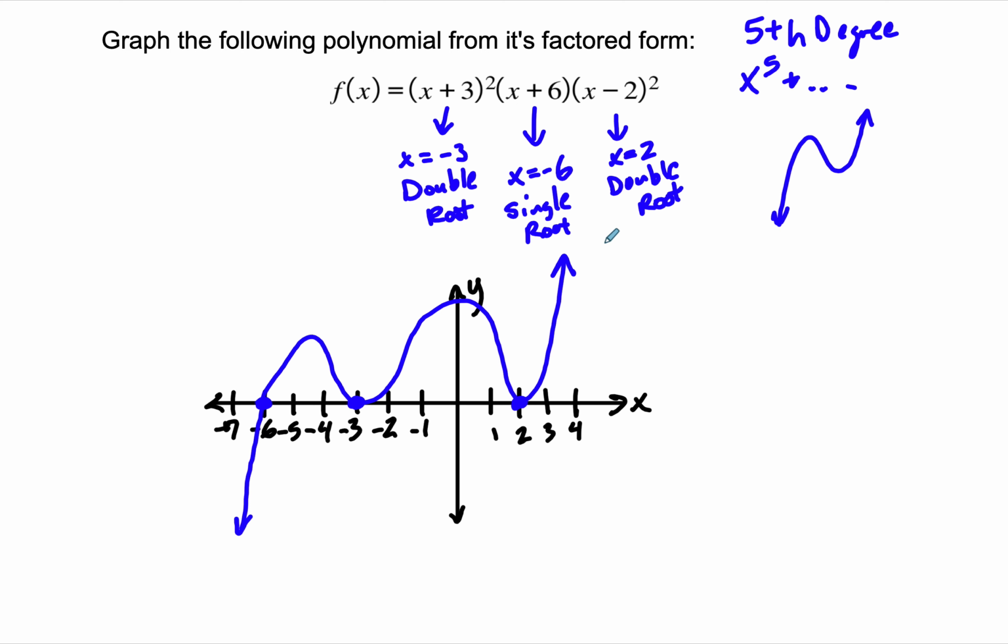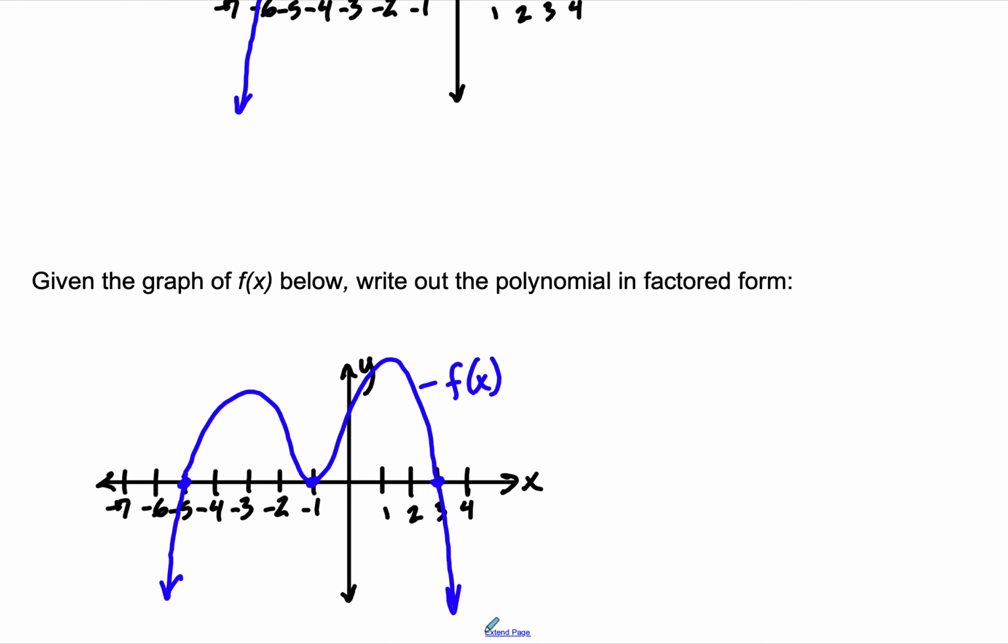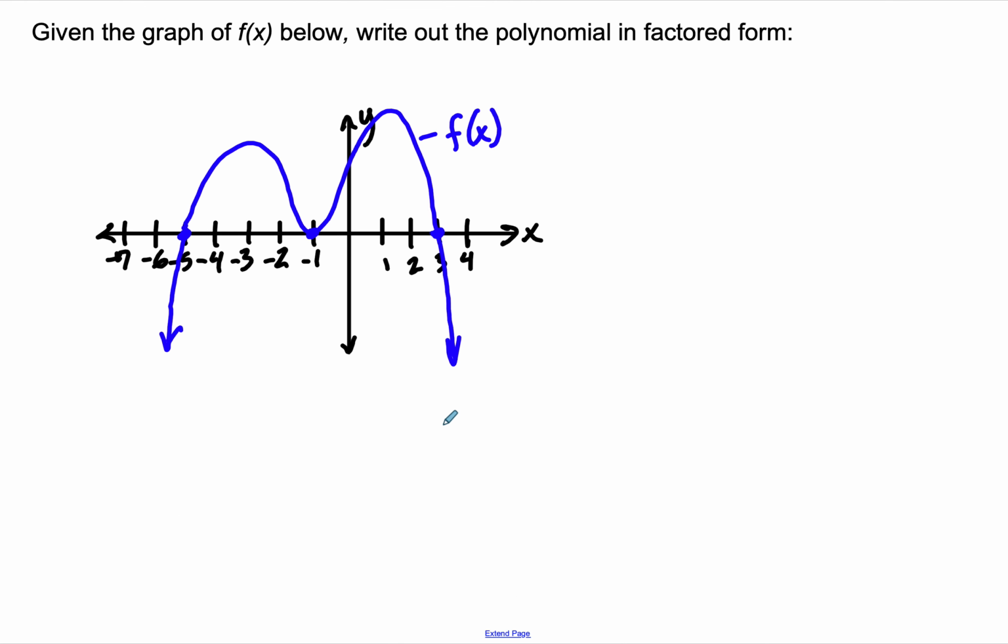Okay, let's look at the opposite case now. Let's say we already have a graph and we want to say what is the function in factored form. We want to write it out. Well, in order to do that, you need to just identify the roots and the nature of them. So we got a root at x equals negative 5, which actually means x plus 5 would be my factor here. And that goes through, so it's going to be a single root.